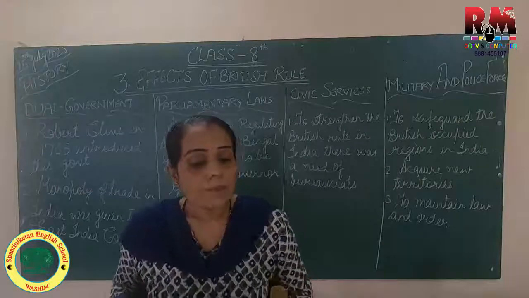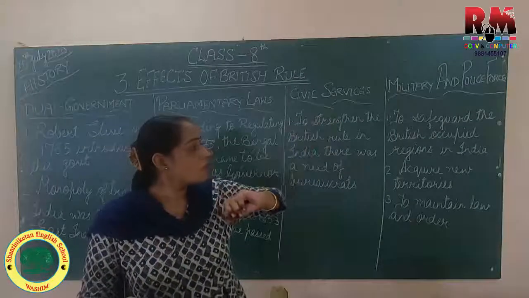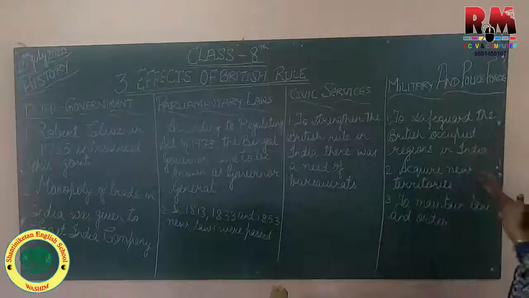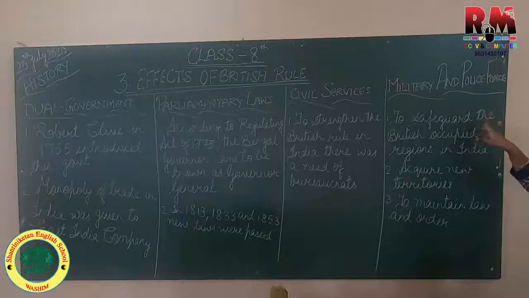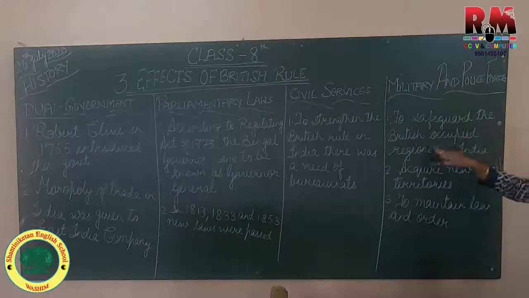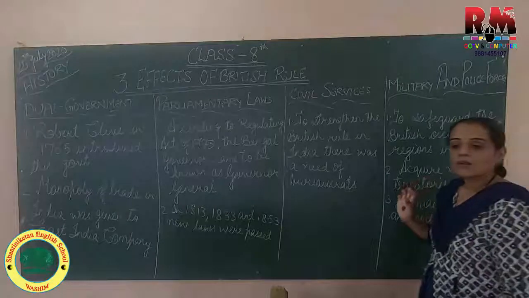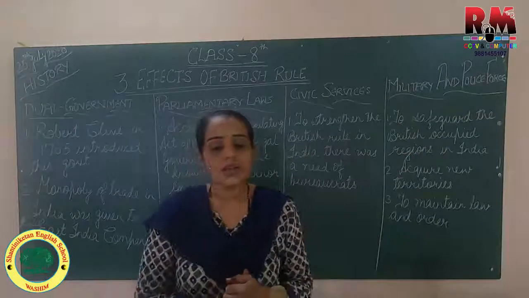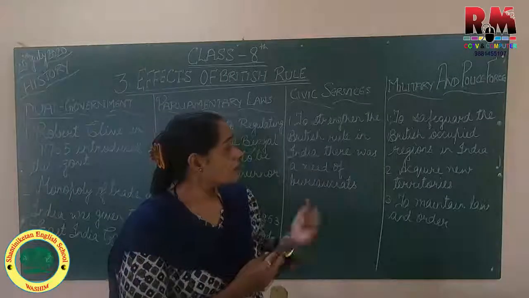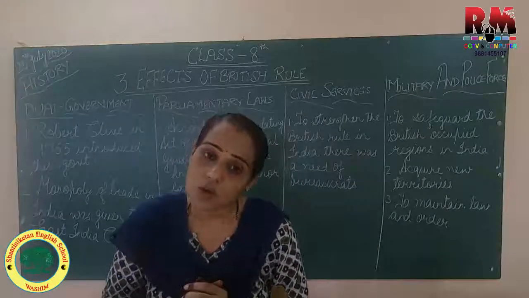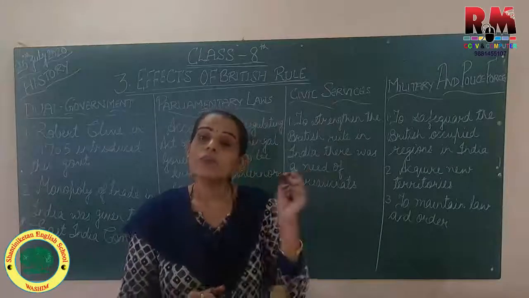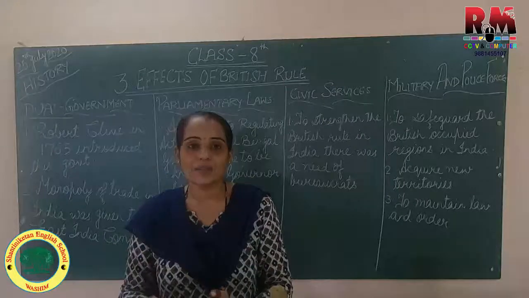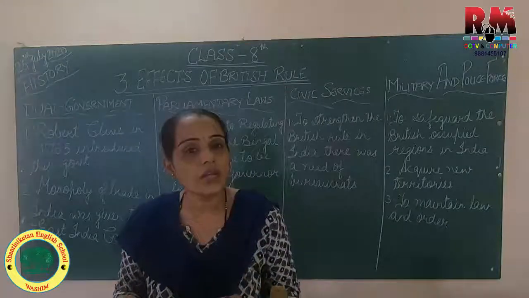Then came the military and police force. What was the need of the military and police force? They were there to safeguard the British occupied regions in India. Whatever regions the British had occupied in India, the military would look after and safeguard. That was the duty of the military forces.